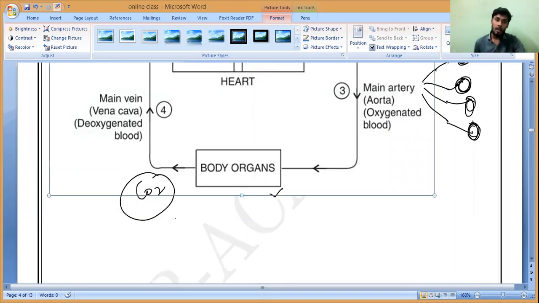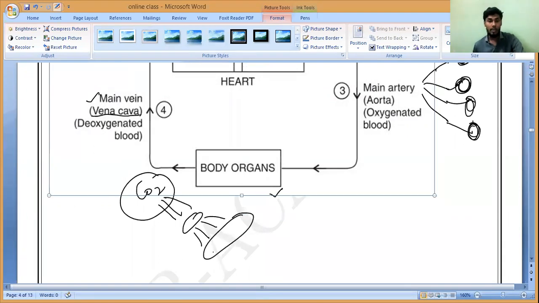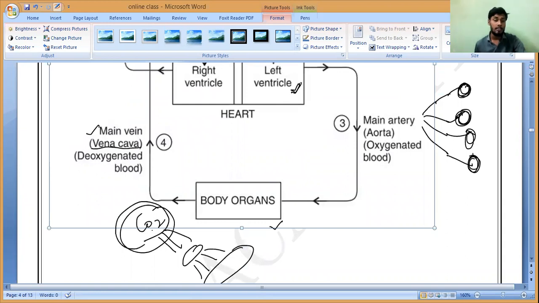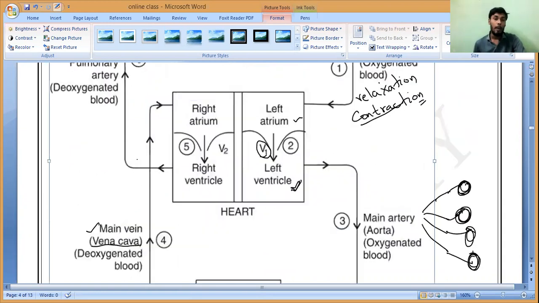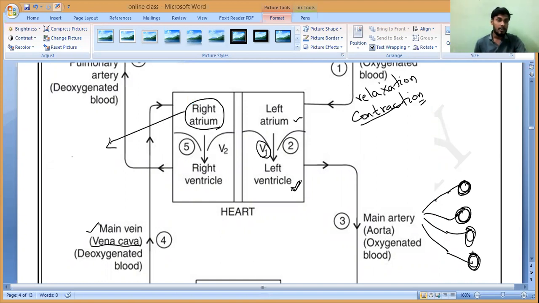From the capillaries, the carbon dioxide is given to the small veins. The small veins are connected to one big vein, or main vein, called what? Vena cava. Through this vena cava, the carbon dioxide rich blood, meaning deoxygenated blood, is pumped into the right atrium while it is in relaxation. So finally the blood reaches the right atrium.